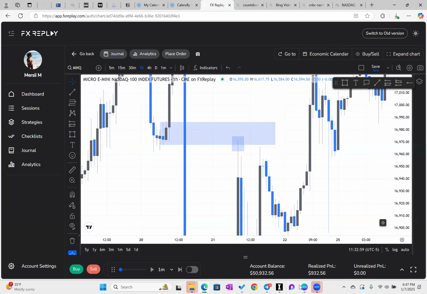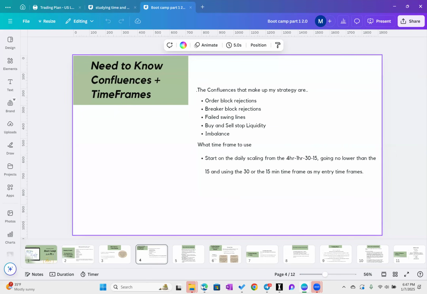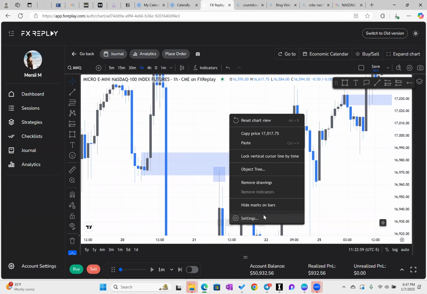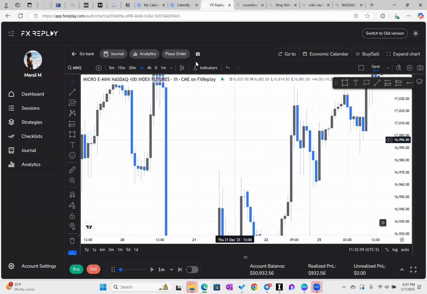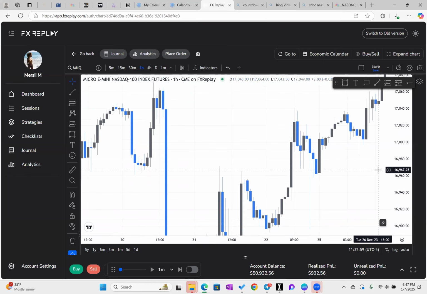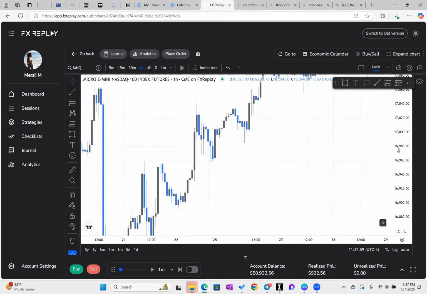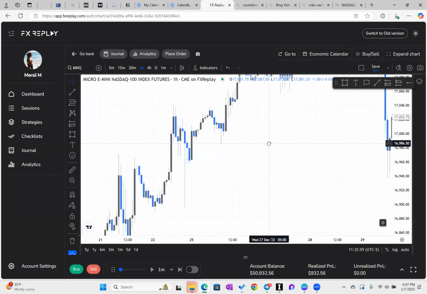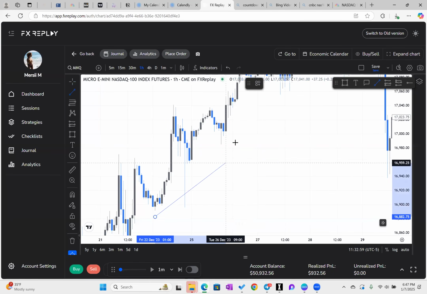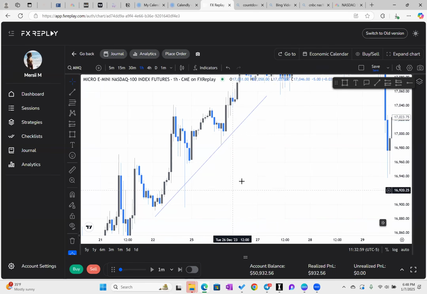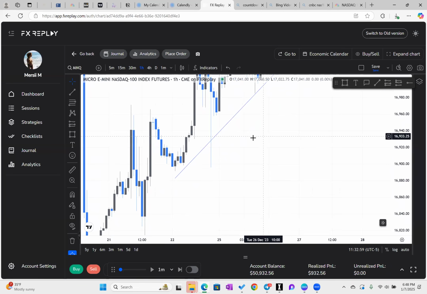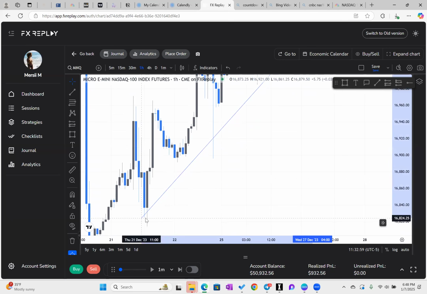The next thing I had on my list is a failed swing line. Everybody should know what higher highs and higher lows are, and lower lows and lower highs. Well, right here, I could say price is failing to swing lower. I can even say starting from here.